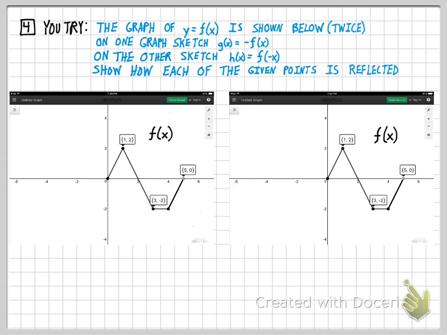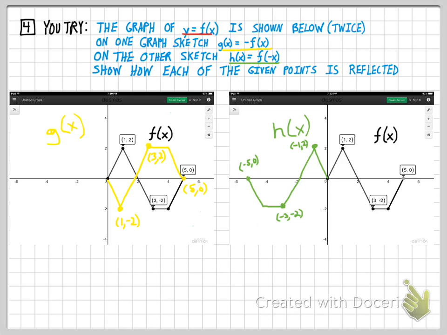Alright, box 4 is a you-try. This time, instead of a common function, I picked a kind of strange, unusual function and just gave you what it looks like. There's two versions of the same function down below, so this is going to be f of x. Your job is to graph negative f of x on one of your graphs, so let's do that over on the left. And also sketch a graph of f of negative x over here, which we're going to define as h. Take a minute, see if you can jot down what you think those graphs should look like, and check to see if you're on the right track.